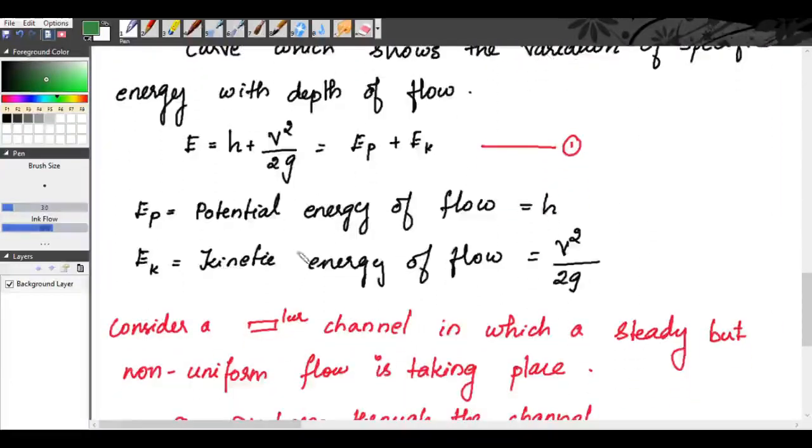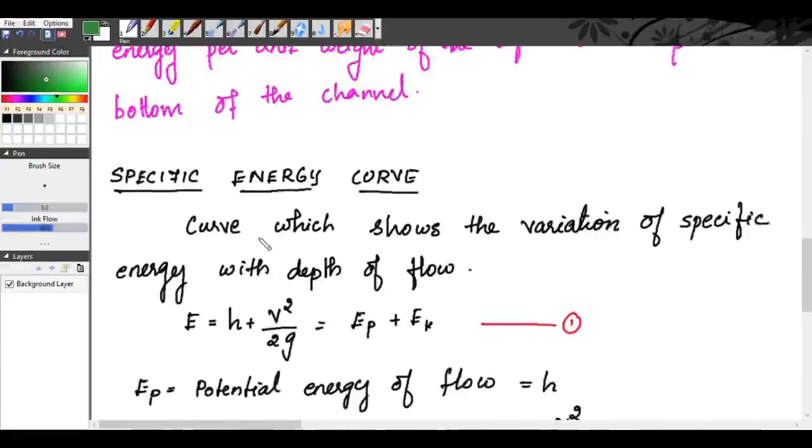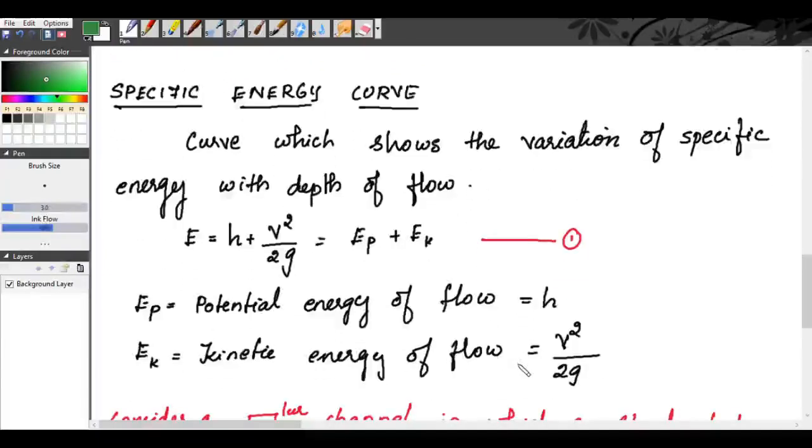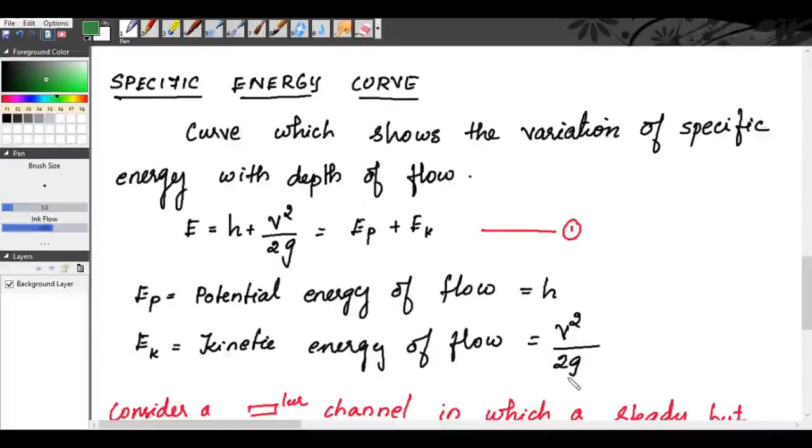Okay. Here Ek is the kinetic energy. So Ep is the potential energy of a flow represented by H, and Ek is the kinetic energy of flow represented by V square by 2G.